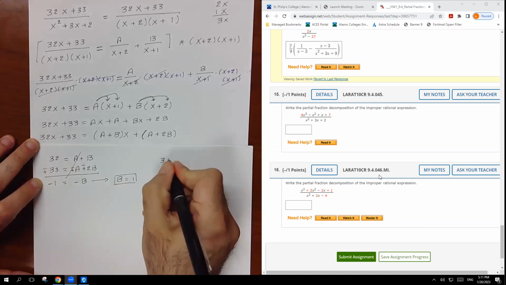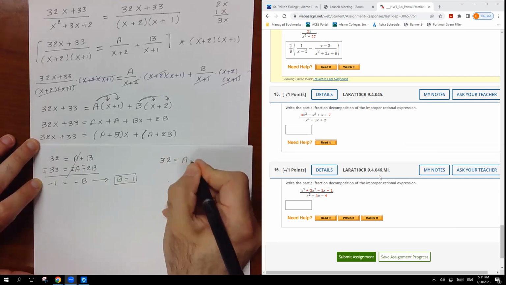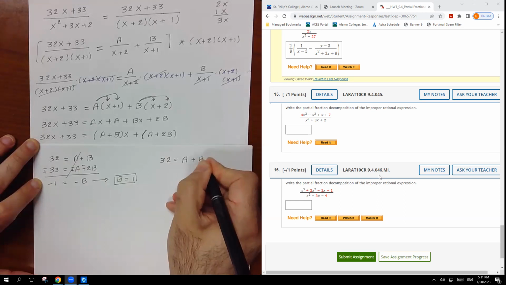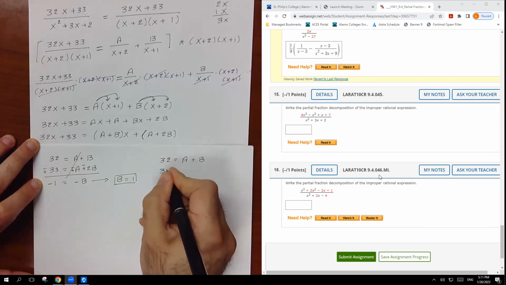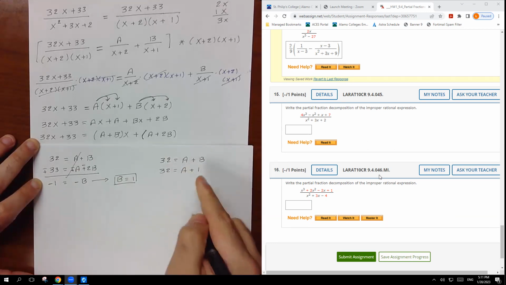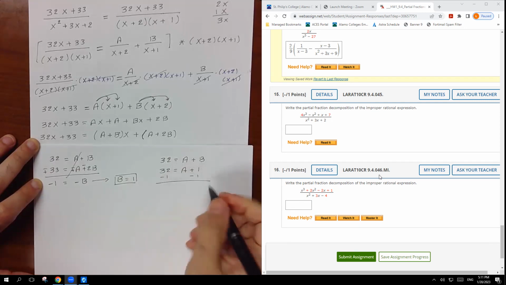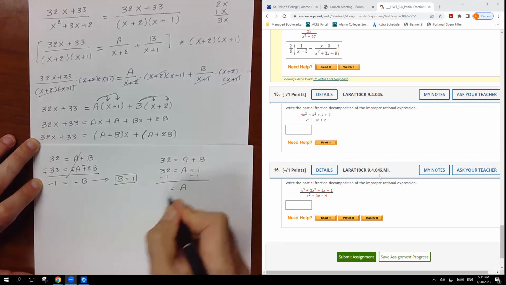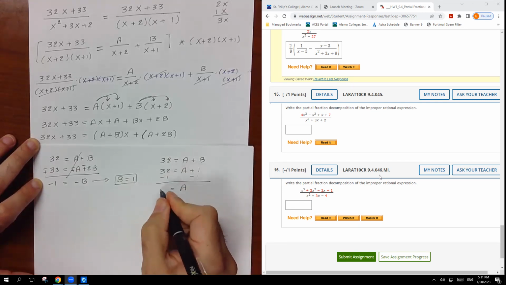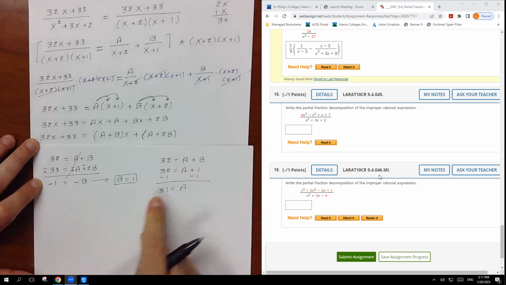Now let's plug in 1 in one of these equations. So 32 equal a plus b. That means 32 equal a plus 1. Move 1 to that side, minus 1 from both sides. So a is going to be equal 32 minus 1, which is 31. That means a equals 31 and b equal 1.